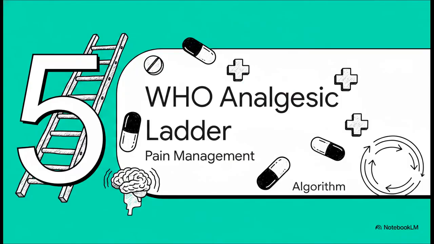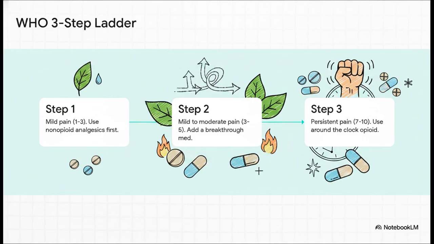Moving into a huge clinical algorithm, Section 5, the WHO analgesic ladder for pain management. Okay, let's move to this escalation protocol and see how this builds systematically, because it is widely tested. Step 1 is for mild pain, meaning a pain score of 1 to 3. Here, you're using non-opioid analgesics first, with Tylenol being the absolute first-line treatment. Moving up to Step 2, which covers mild to moderate pain with a score of 3 to 5. You still continue the non-opioid analgesic for continuous pain relief, but now you add a medication specifically for breakthrough pain, like Lortab, Tylenol number 3, or Percocet.